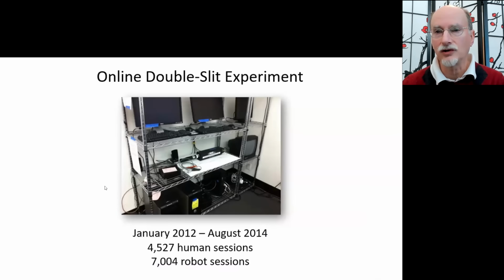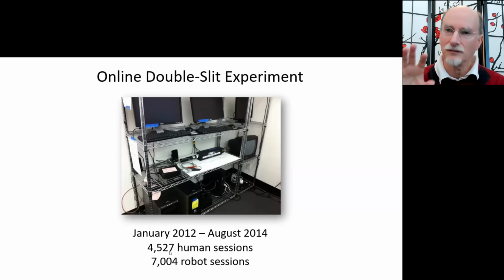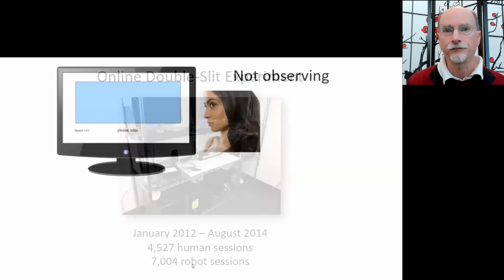So we did an online version of it. So here's the interferometer, but it's going through a server. And over 3 calendar years, we did 4,500 sessions where humans went to a web browser and mentally, through the web browser, were seeing the results of the experiment and tried to interact with the system. And also 7,000 sessions run by a robot as a control, a Linux system.